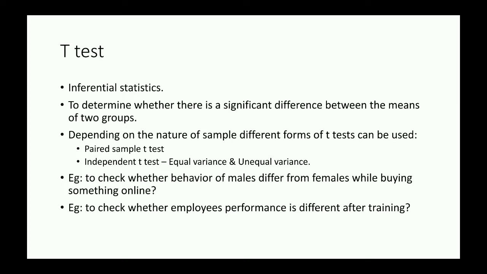There can be two types of independent t-test. One is equal variance and another one is unequal variance. These are applied when you know the sample variance. Suppose the two groups which you are comparing have equal variance. Both the samples have equal variance. In that case, the equal variance t-test is applied. However, when you know that unequal variance is there, in that case, you apply the unequal variance independent t-test.